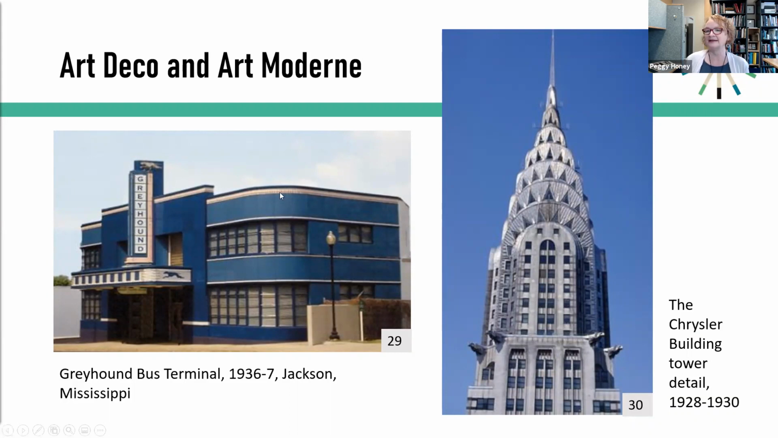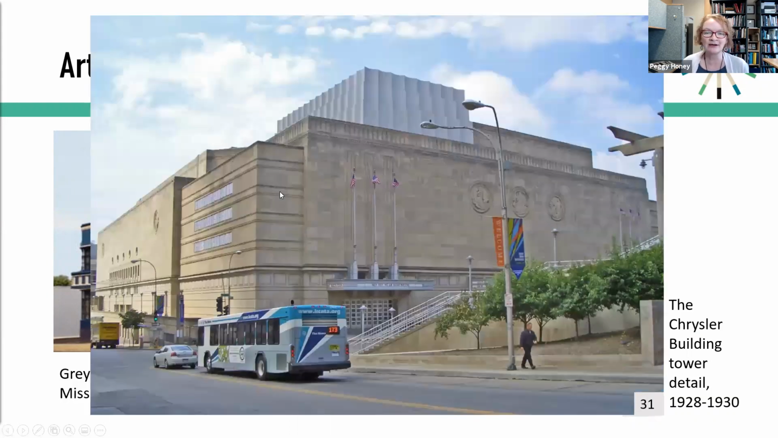Moderne style. And of course, here in the Kansas City area, we have some great examples of Art Deco. And so I wanted to include this image of the Kansas City Municipal Auditorium, which actually opened during the mid-1930s. And it has some characteristics of both the Art Deco and the Art Moderne style.